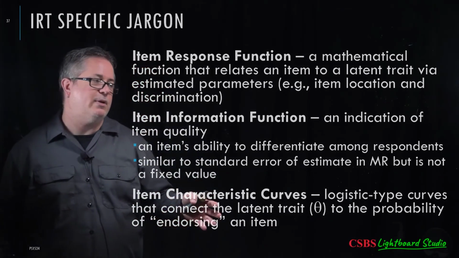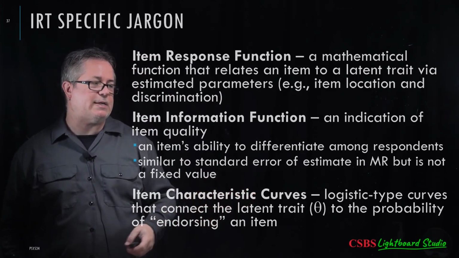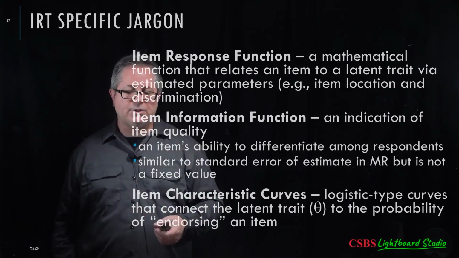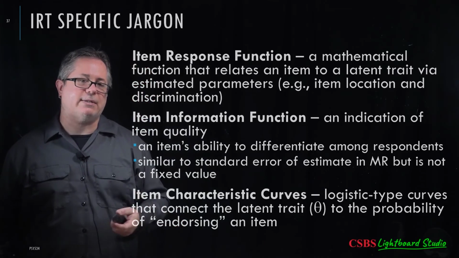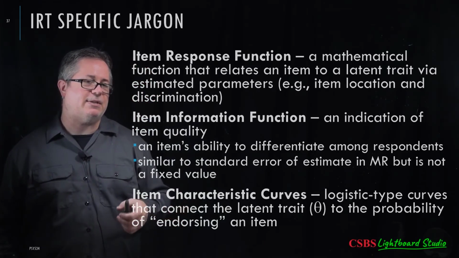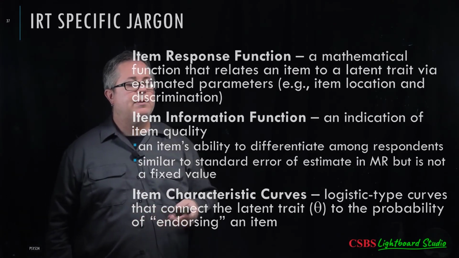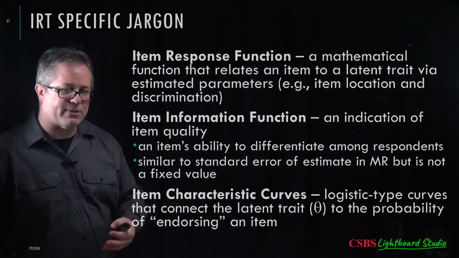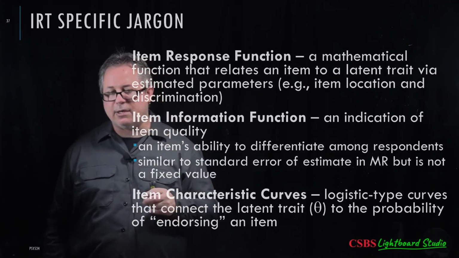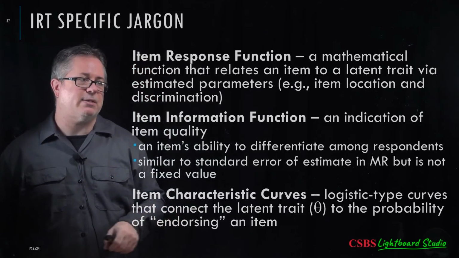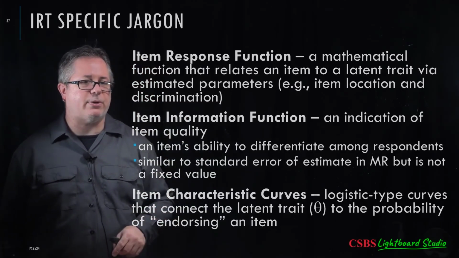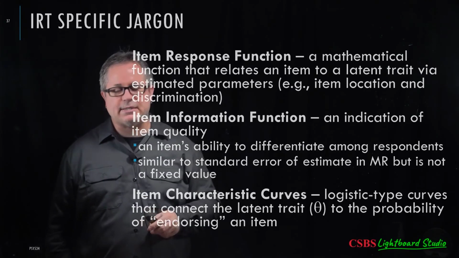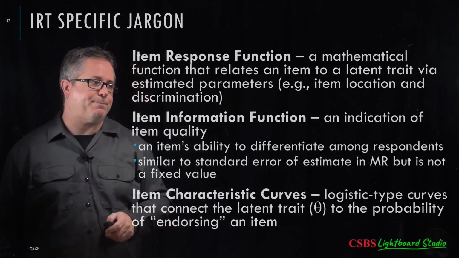When these were developed, it was the logistic type curves that connect the latent trait to the probability of getting an item correct, because it was done for things like testing. So how likely are you to get an item correct based on your trait level and the difficulty of the item? I'm saying endorsing here because we don't think about answering items on a depression inventory as getting them correct. If I say yes to a depression item, I'm endorsing it, not getting it correct. So I'm using this more generically, but they all mean the same thing. These are different terms from different fields that really are referring to the same phenomenon.